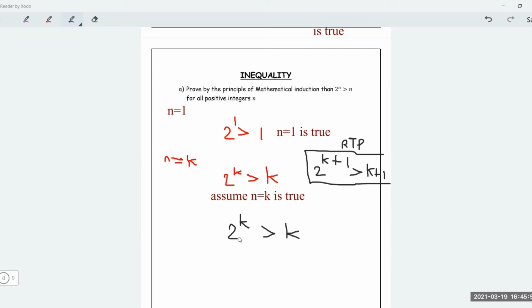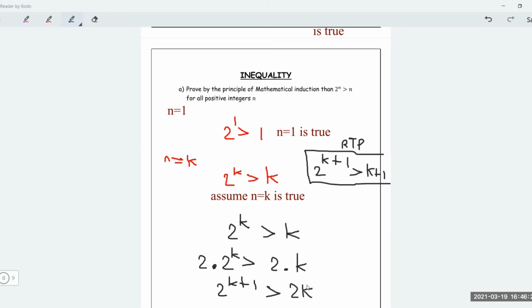Now what if I multiply both sides by 2? If I multiply both sides by 2, I would get that 2 times 2 to the k is greater than 2 times k. By multiplying both sides by 2, I can then add the powers. Since the bases are the same, I can add the powers on the left-hand side to get 2 to the k plus 1 is now greater than 2k, right?